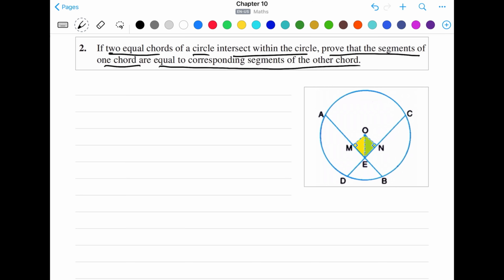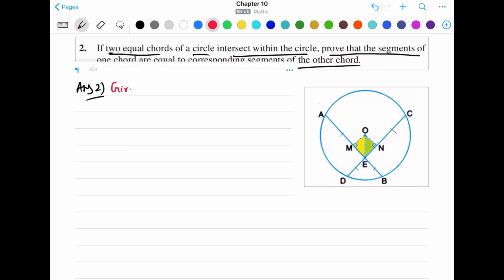What we have here is a circle with center O, and we have two chords AB and CD. They are intersecting at point E, which is within the circle. Okay, and we have to prove that the corresponding segments are equal, that is this AE is equal to CE and this BE is equal to DE. Okay, so let's start the answer number 2.